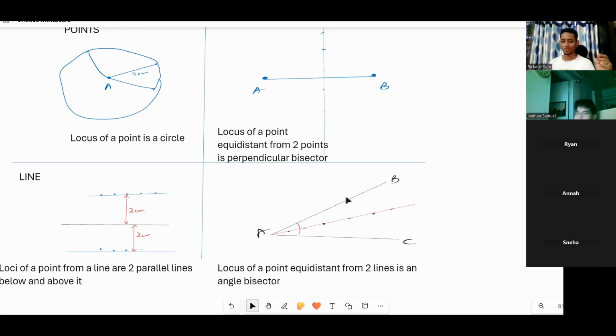Understand? Same way here also. If AB is a line, AC is a line, any point on this locus will have same distance from both AB and AC. Is that clear, everyone? So without looking, locus of 2 points is what?